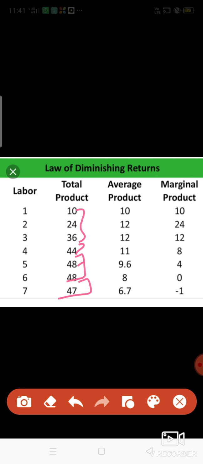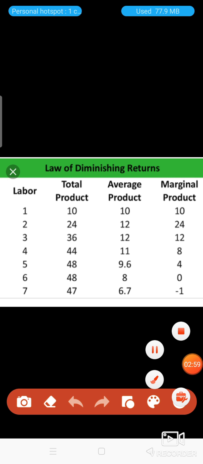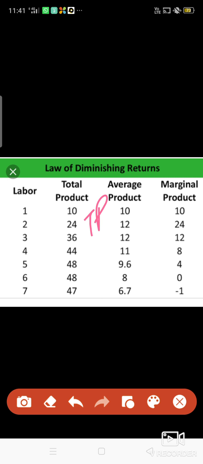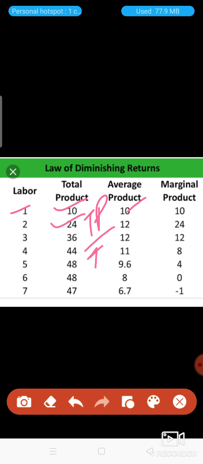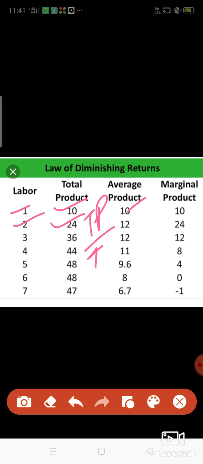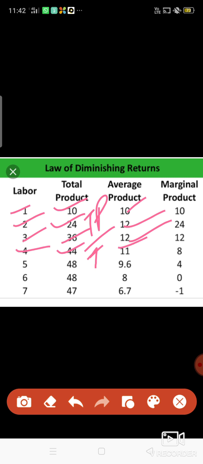So after then if you will talk about average product, we know that average product is nothing but the total product divided by input. Okay, total product is 10, input is 1, so average product is 10. Total product is 24, input is 2. It means 24 divided by 2, 12. 36 divided by 3, 12. 44 divided by 4, 11. Okay, and then 9.6, 8, 6.7. So in this way we can get the average product.